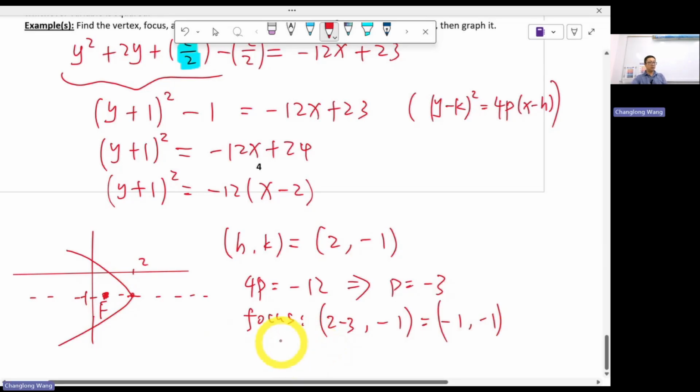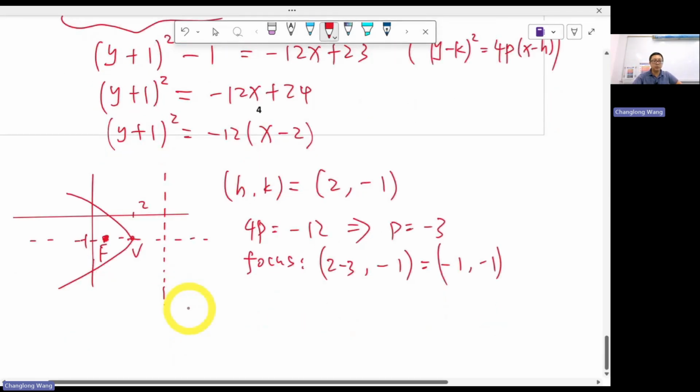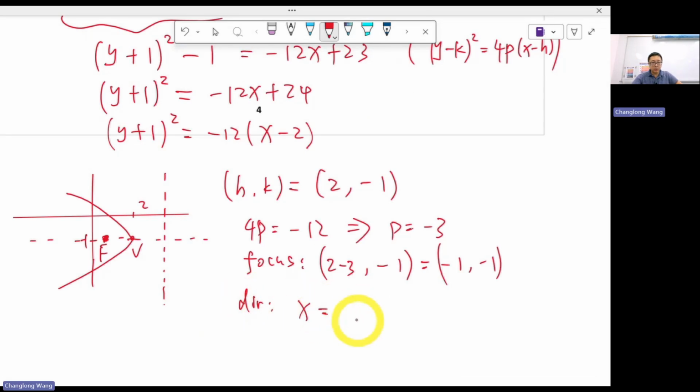Now, the directrix. It will be a line that is always perpendicular to the axis of symmetry, the line that I just drew passing through both the vertex and the focus, but it has to be on the opposite side of the vertex compared to the focus. That has to be somewhere here. Let's dash the line. I know that the line has to be vertical, so it has to be x equals some number. So the directrix will be x equals something.